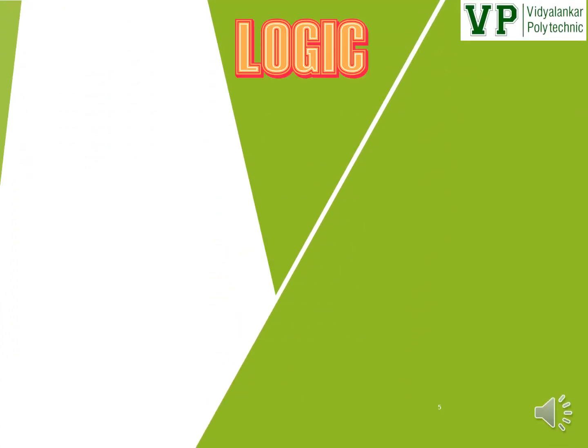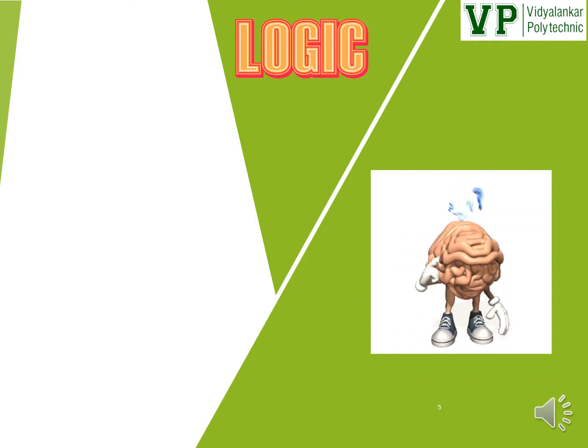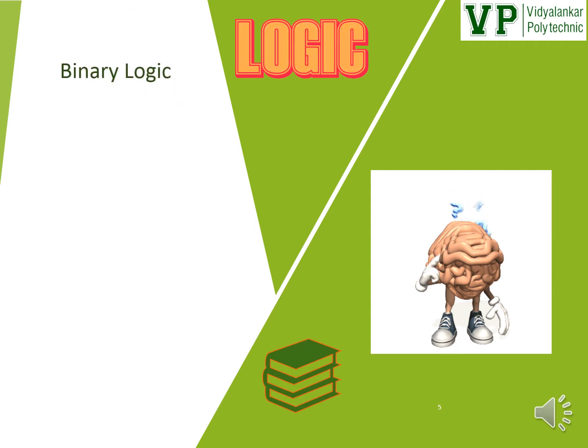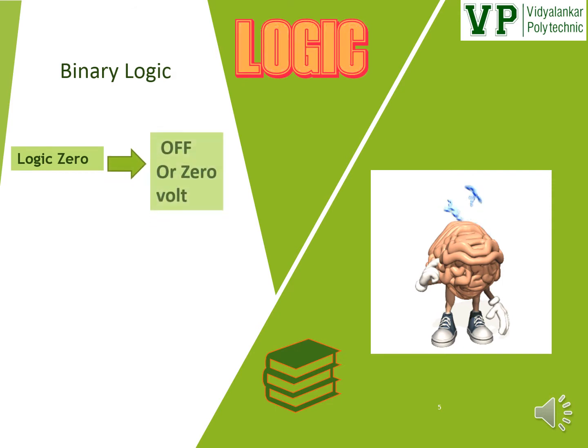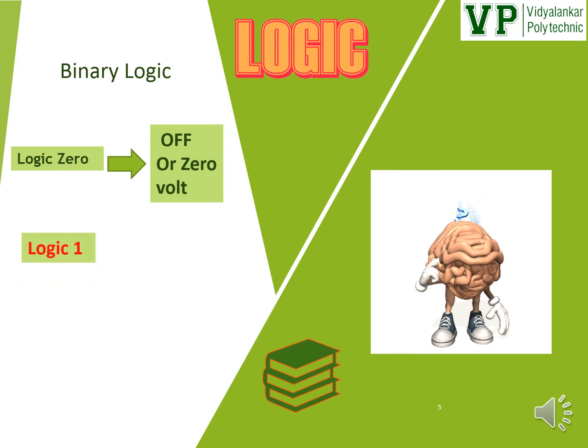Logic. When logic comes in our mind, we start thinking what kind of logic. Here in digital system, binary logic exists. First, logic 0, which represents off state or 0 volt. Logic 1 represents on state or 5 volt.